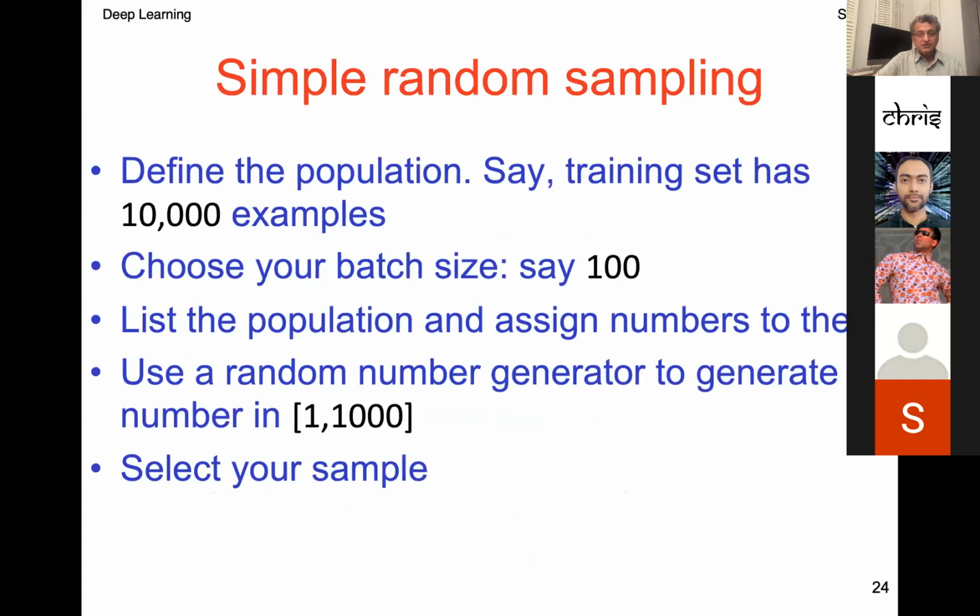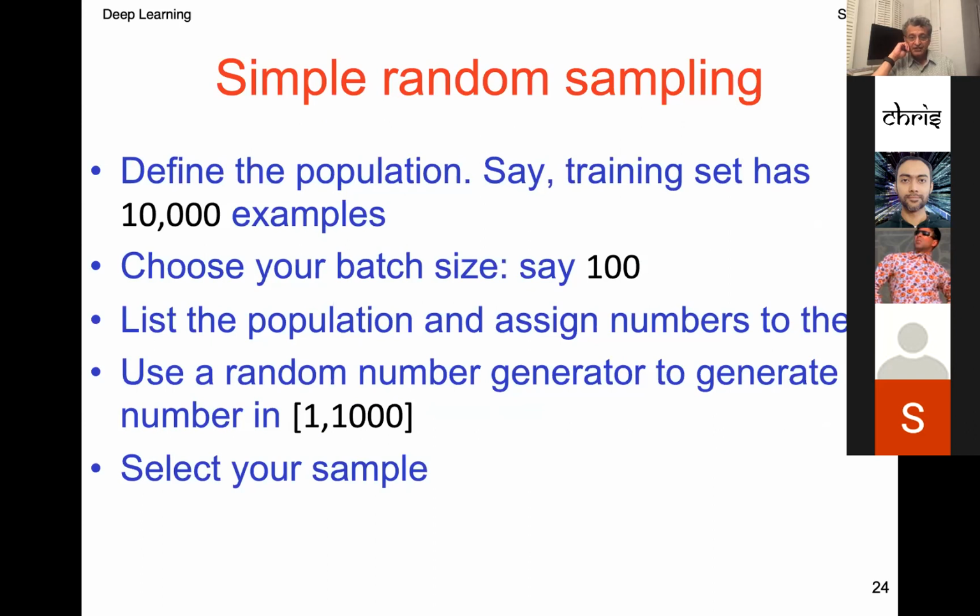All right. So simple random sampling. Define the population, say training set as 10,000 examples. Choose your batch size, say 100. That sounds like a very large number. List the population and assign numbers to them. And use a random number generator between 1 to 1,000 and select your sample. This is telling you how you could choose samples randomly. Simple random sampling.